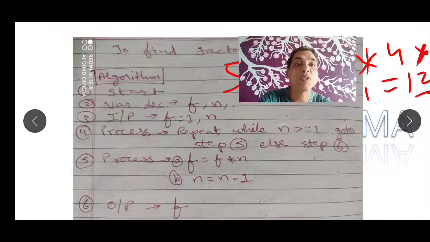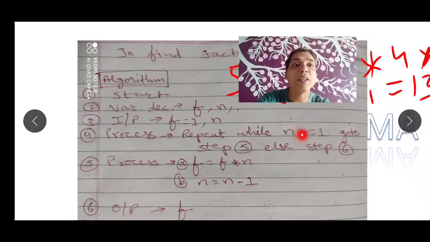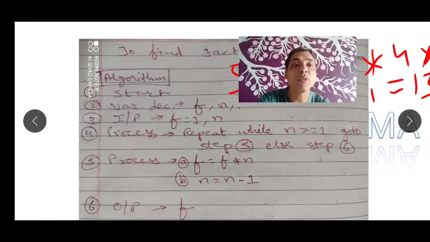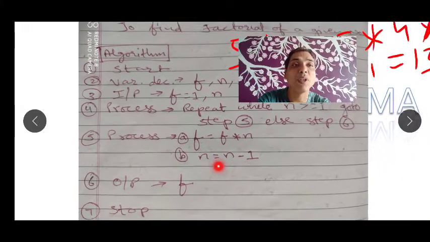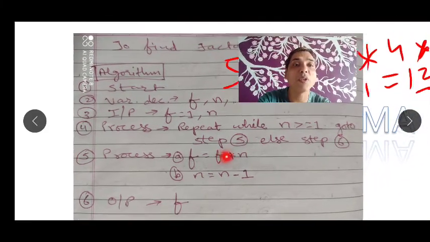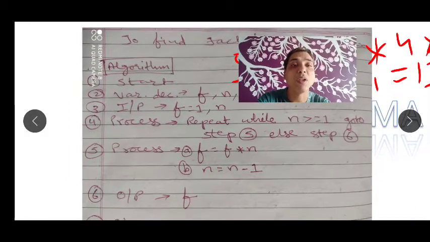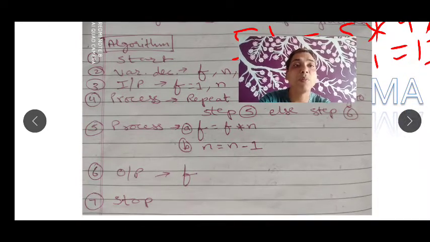Then process. Now this is very important. Repeat while n is greater than or equal to 1. If this condition is true, you have to go to the fifth step, and if this is false, then you have to go to the sixth step. So I think the fifth step again will be a process. f is equal to f into n, and n is equal to n minus 1. Now can you see output, that is print the value of f and stop.